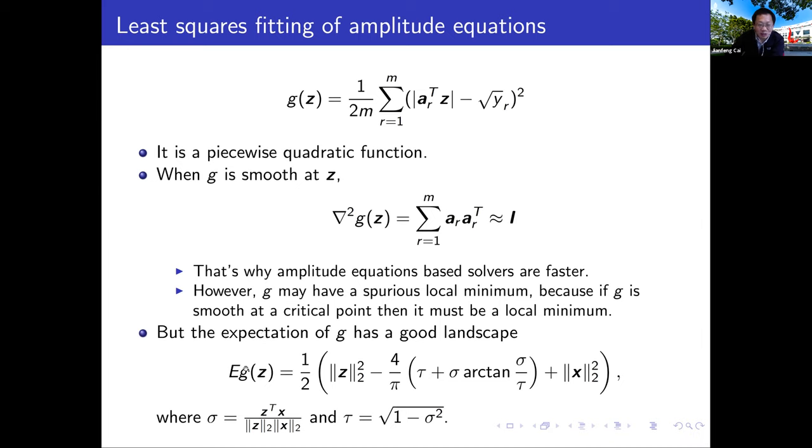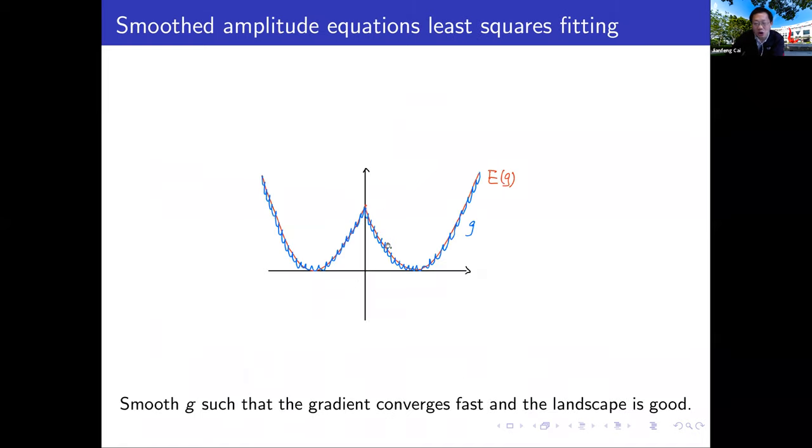But if you take the expectation, you will see that the expectation of this G function just looks like this. Actually, this function, you can check that it has a very good landscape. All local minima are just global. Okay. So we are more or less in this situation. So this red line is just the E of G, which is a very good function, has a good landscape. But for this G, it's just a piecewise quadratic, so that it has many, many local minima, right?